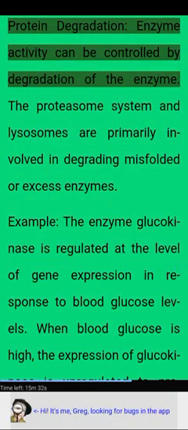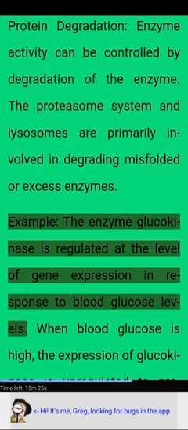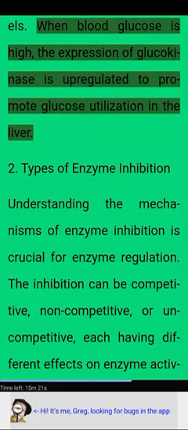Protein degradation: enzyme activity can be controlled by degradation of the enzyme. The proteasome system and lysosomes are primarily involved in degrading misfolded or excess enzymes. Example: the enzyme glucokinase is regulated at the level of gene expression in response to blood glucose levels. When blood glucose is high, the expression of glucokinase is upregulated to promote glucose utilization in the liver.